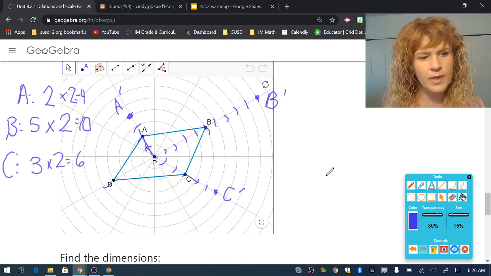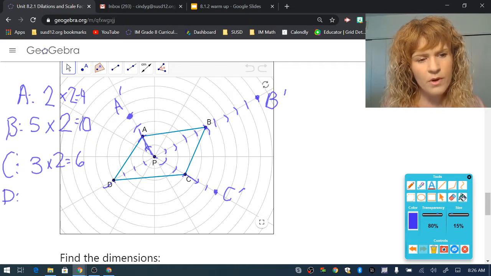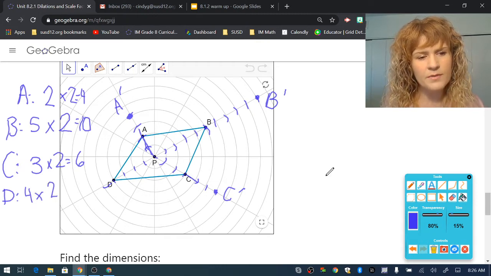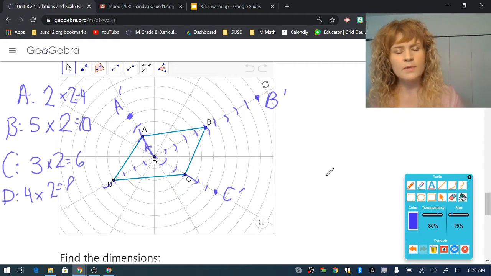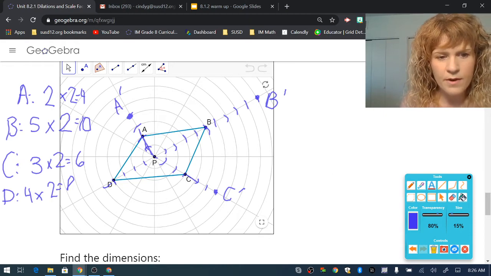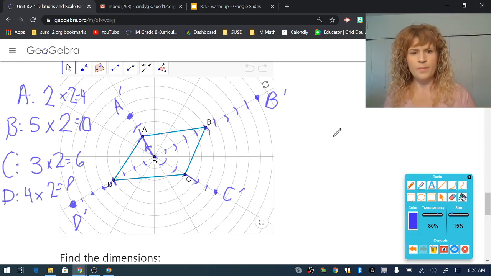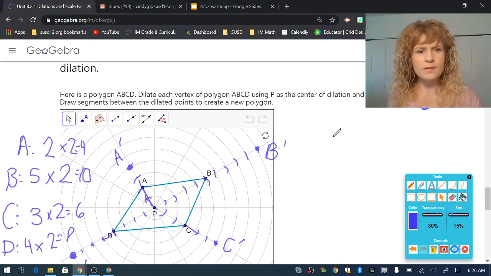Okay, now let's go for point D. Point D. Right now, the original figure of D is 1, 2, 3, 4. 4 units away from the center. Now multiply that by the scale factor of 2. 4 times 2 equals 8. So D prime is going to be 8 units away. Let's keep counting from 4, 5, 6, 7, 8. Here is D prime. Now 8 units away. Okay, we labeled the points.